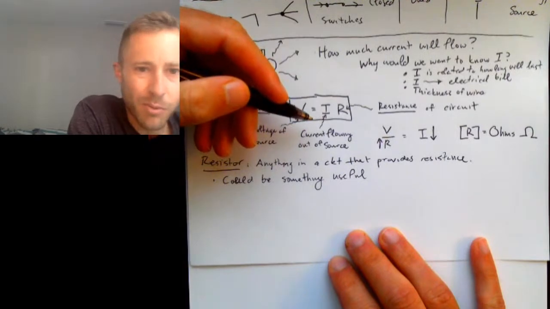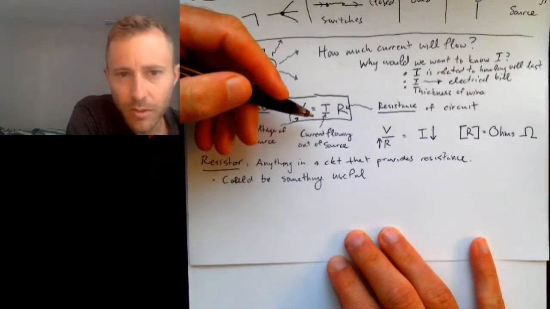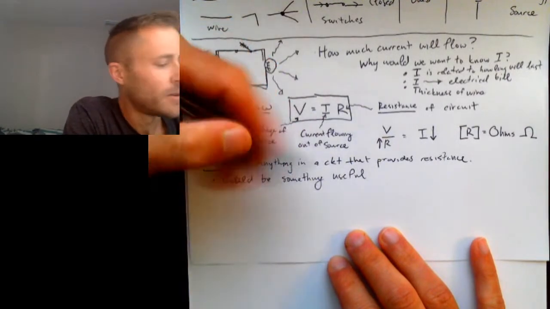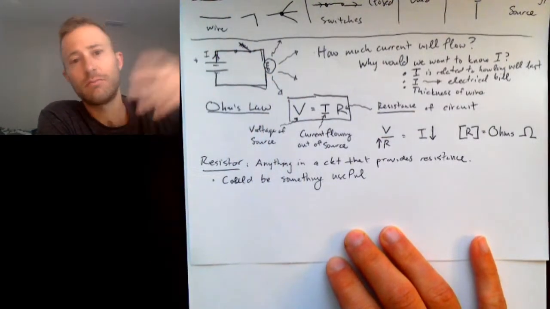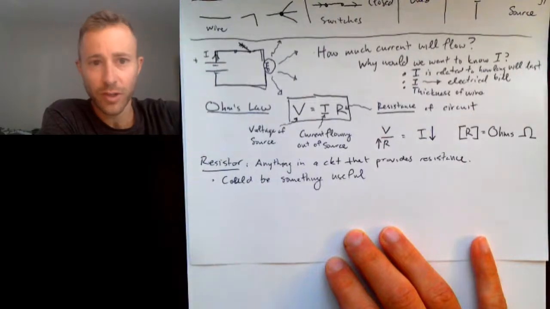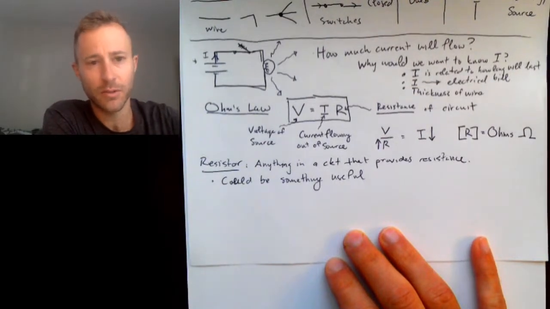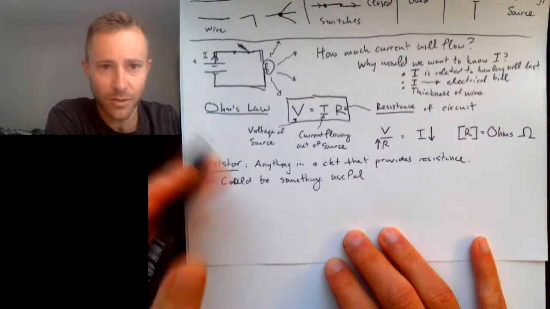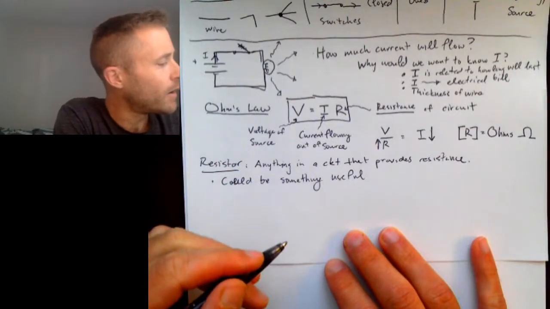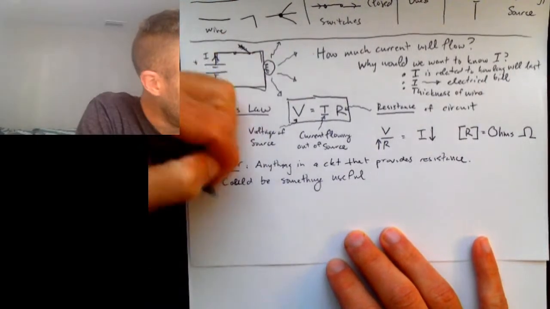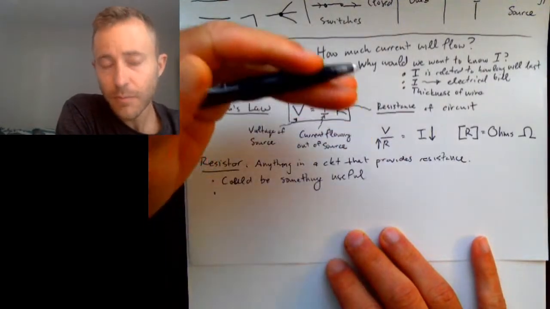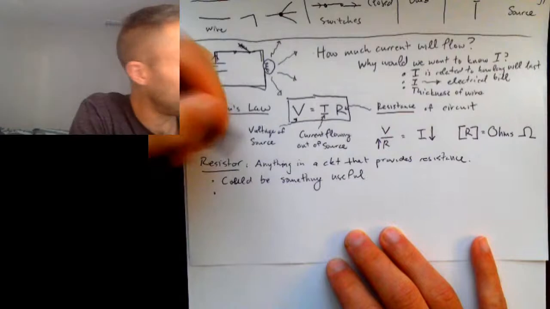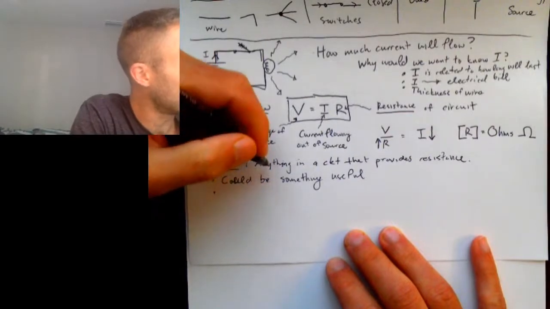It could be a light bulb. It could be an electric motor. It could be whatever. Something that's doing a useful task for things outside the circuit, but from the perspective of the circuit, we would just call it a resistor. Okay. And then you also have resistors that do nothing, and their only purpose is to control the flow of current.